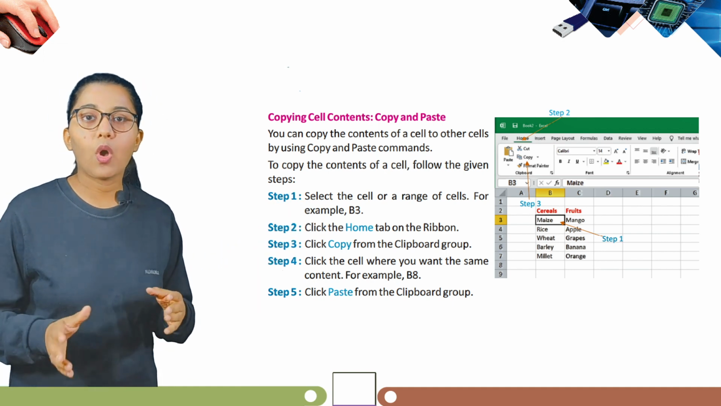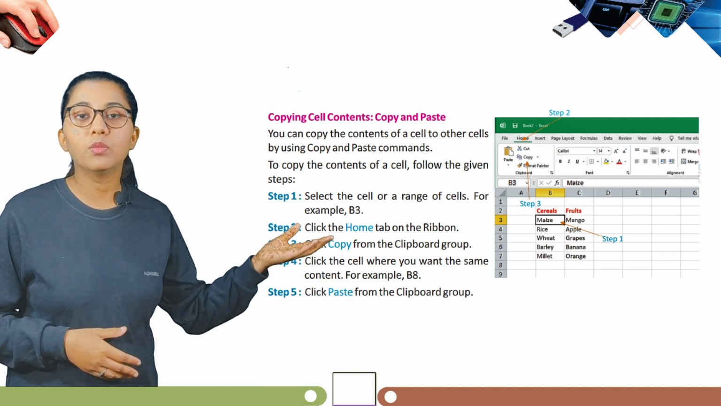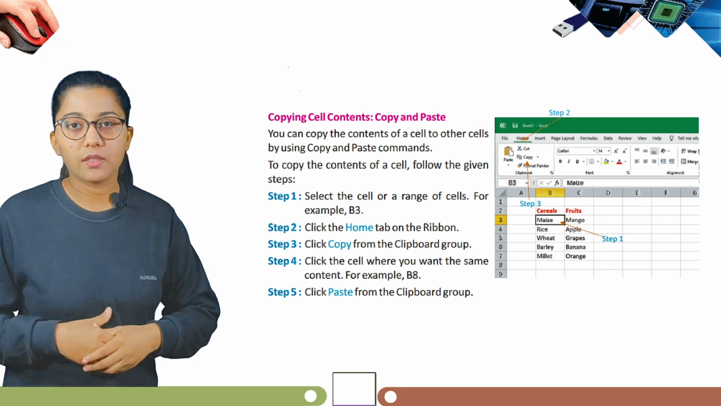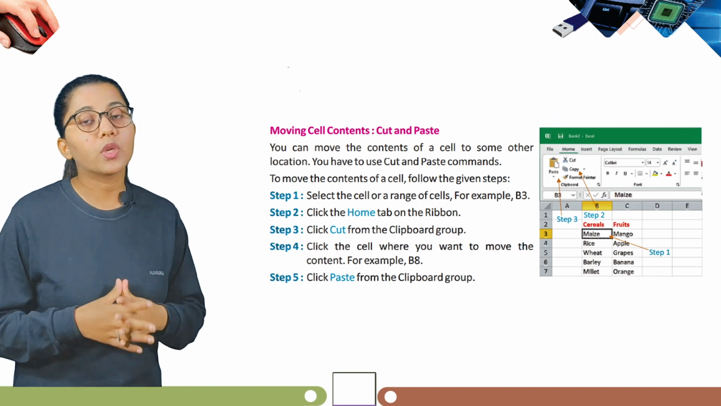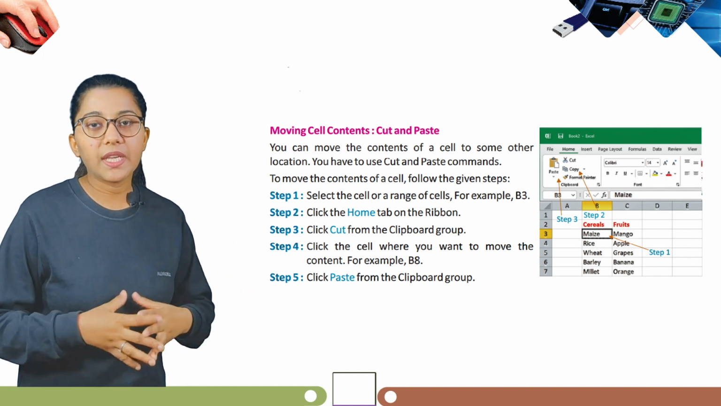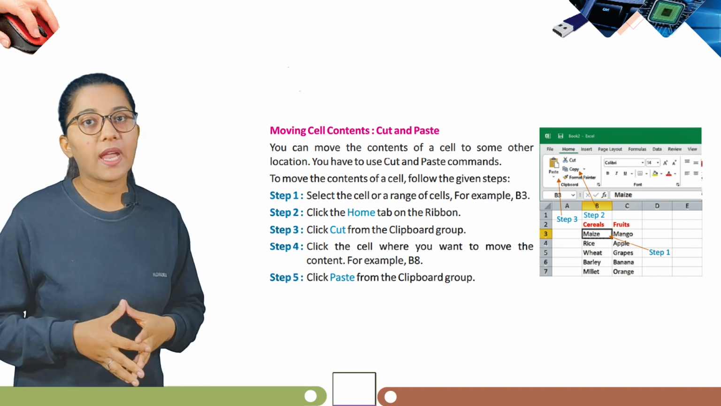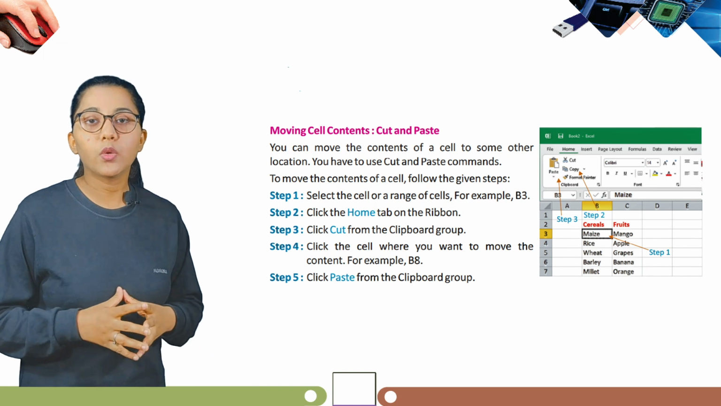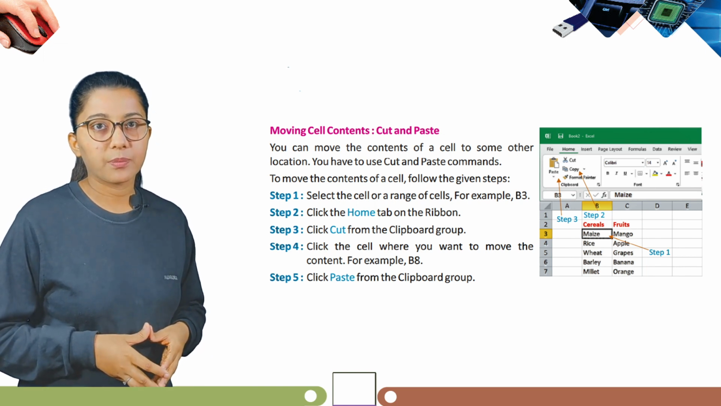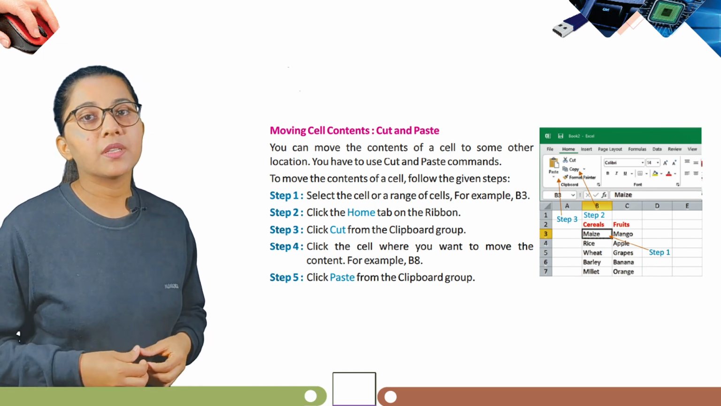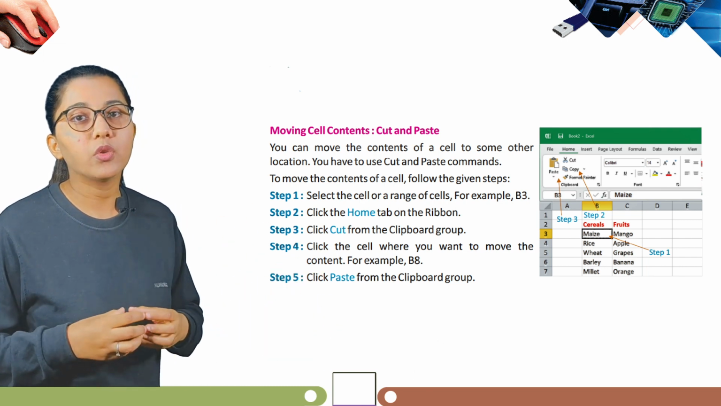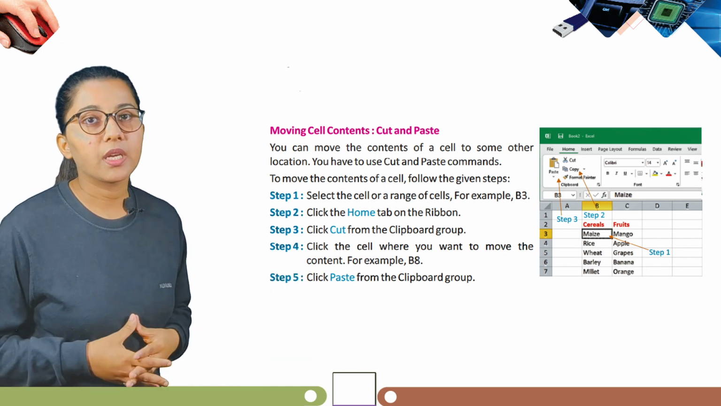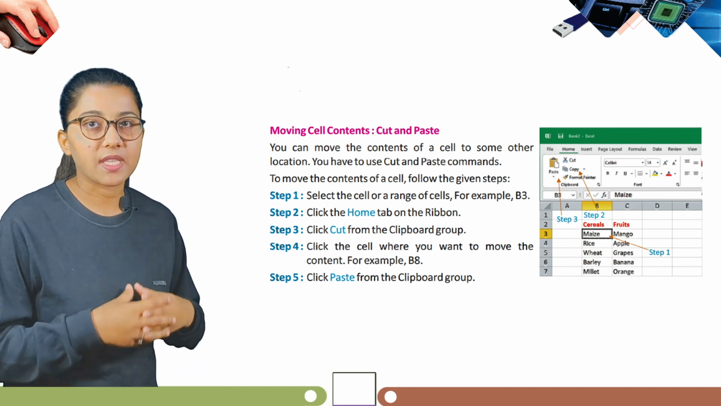So now after copy and paste, you can also move the data to another cell. Now let's learn about moving cell content. You can also move the data from one cell to another, that is cut and paste. How will you do that? Let's learn about it. You can move the contents of a cell to some other location. You have to use the cut and paste commands to move the content of a cell.